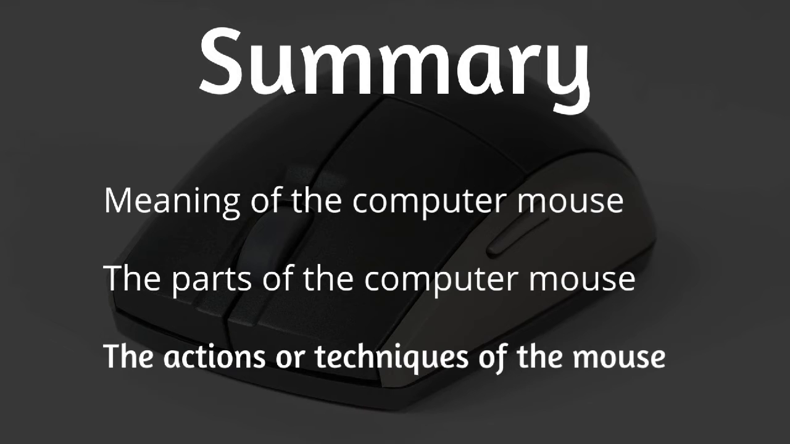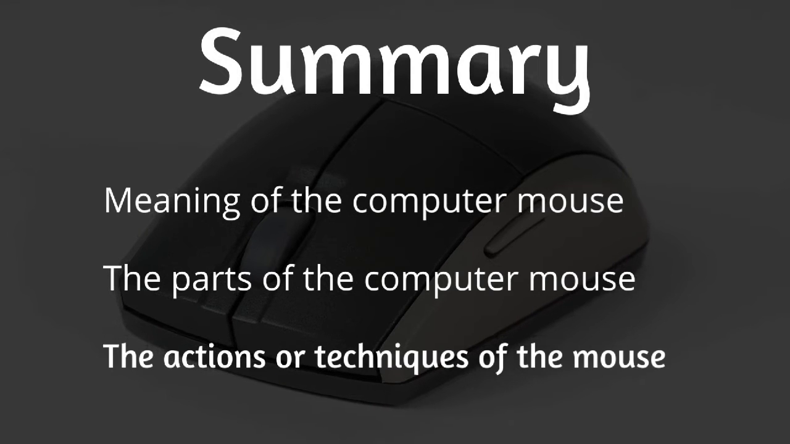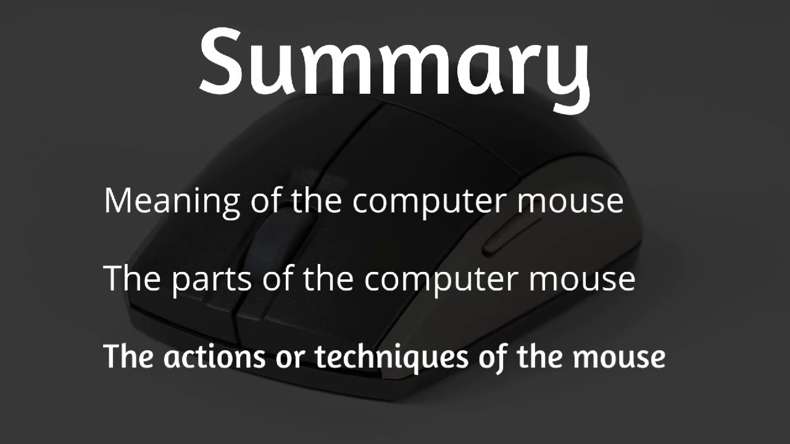Now let's look at what we've been talking about. First of all, we were able to know the meaning of computer mouse. Then we looked at the various parts of the computer mouse, the right click, left click, and the scroll button in between those two buttons. Then just now, we finished looking at the various actions or techniques you can use while using the mouse.